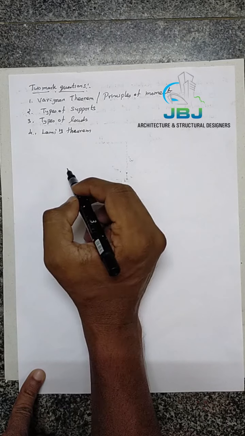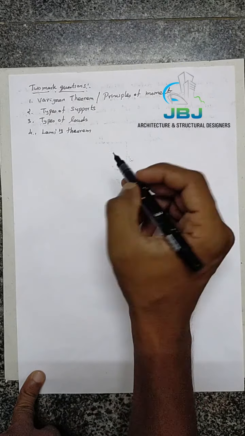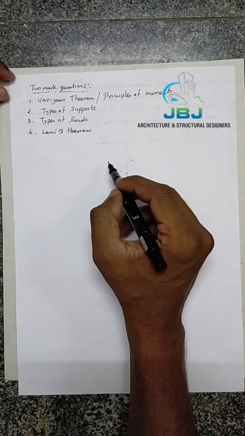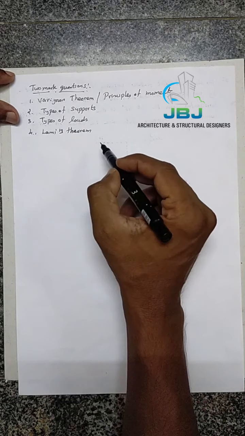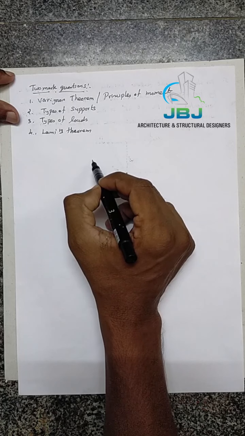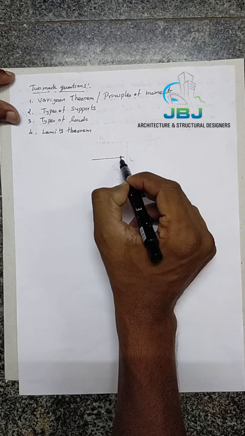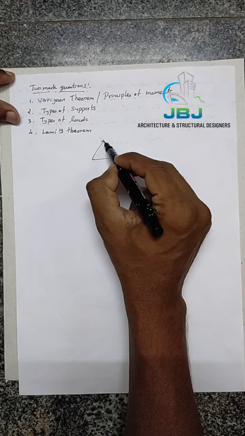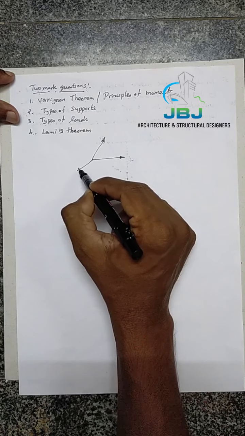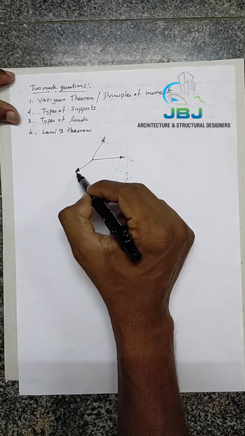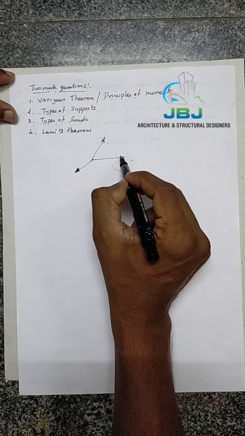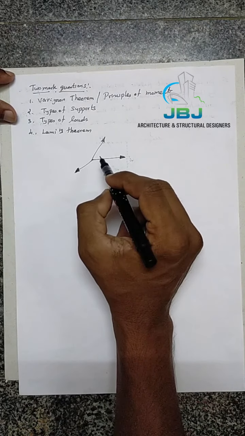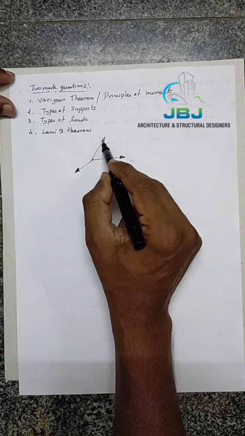So now I am going to explain about Lami's theorem. Here I am going to explain only this formula, not the definition. However, this is the Lami's theorem diagram. We can apply this theorem only for 3 forces. If the 3 forces are acting at a point, we can use this Lami's theorem.